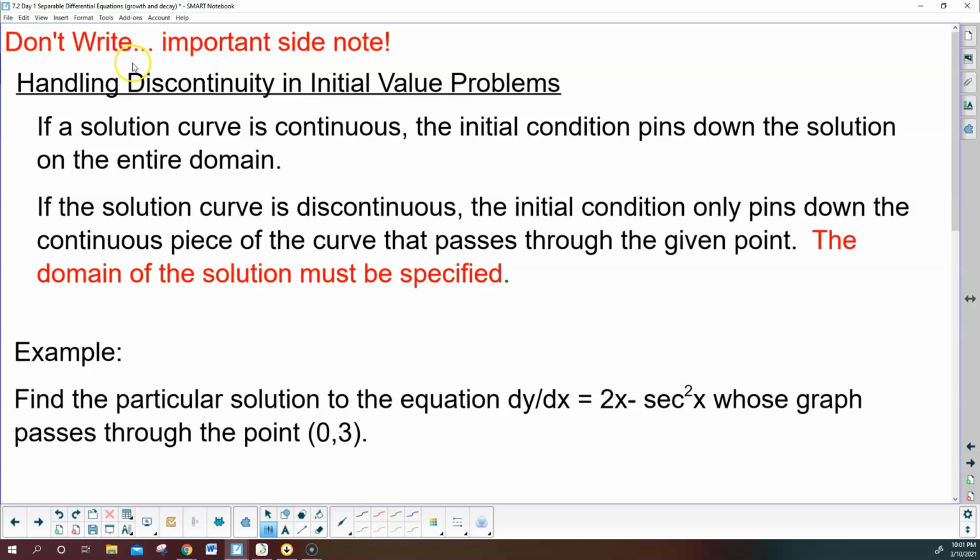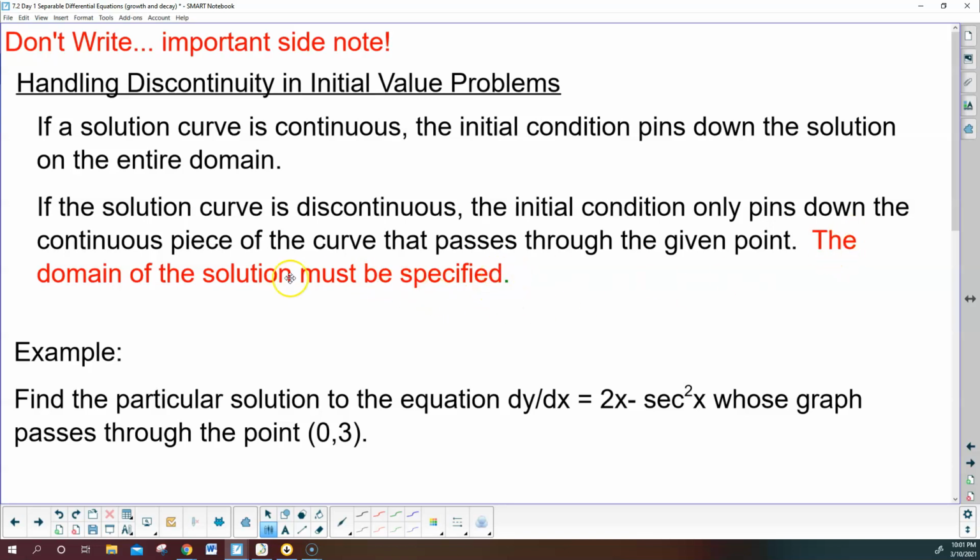I want to just show you this really quick. Don't write this down, but it's just important to note that there is this idea of discontinuity with some initial value problems. So if a solution curve is continuous, the initial condition pins down the solution on that entire domain. So it's just for that portion if it's continuous. But if the solution curve is discontinuous, the initial condition only pins down the continuous piece of the curve that passes through the given point. The domain of the solution must be specified.